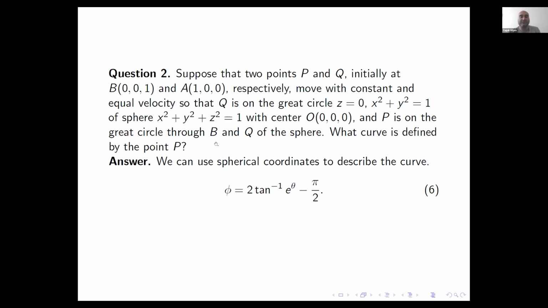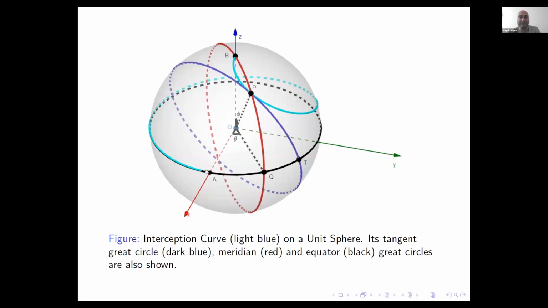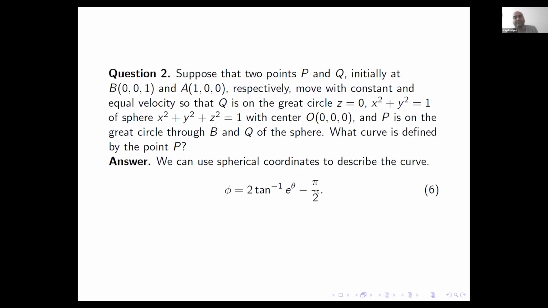Before checking the answer, let us look at the picture to better understand. So point Q moves along this equator, and with the same speed, point P moves along such a curve that B, P, Q are always on one meridian. What curve is defined by these conditions? The formula for this curve, if we use spherical coordinates, is very simple. This is actually a well-known function. It is the Gudermanian function. It appears in the Mercator projection as the y-coordinate of the Mercator projection.